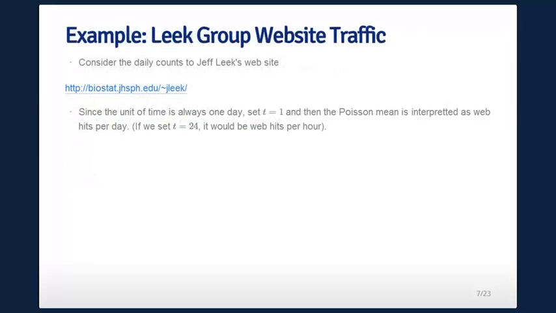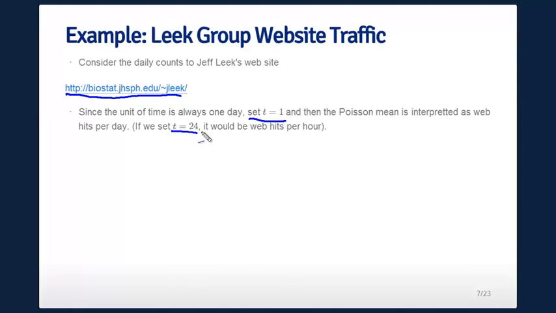All right, so let's investigate Jeff Leek's website, because Jeff Leek's website is blowing up. Consider the daily counts to his website. Here's his website. You can all go to it and increase his number of hits. In every instance, the unit of time is always 1 day, so we're just setting t equal to 1 day. So the Poisson mean is interpreted as web hits per day.